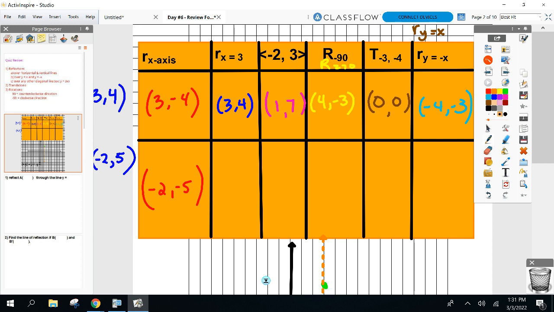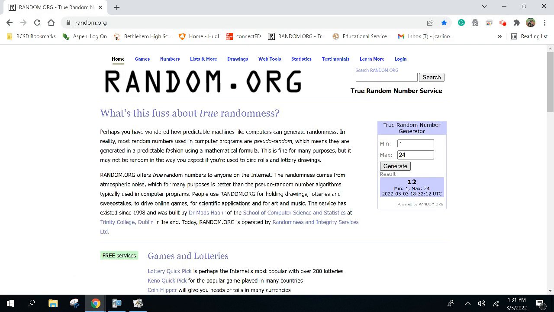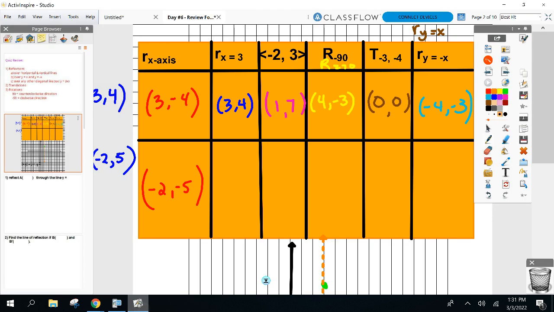X equals 3. Seven. 8, 5. Yep. All good. 8, 5. 5 units away. I go 5 units away in the other direction.